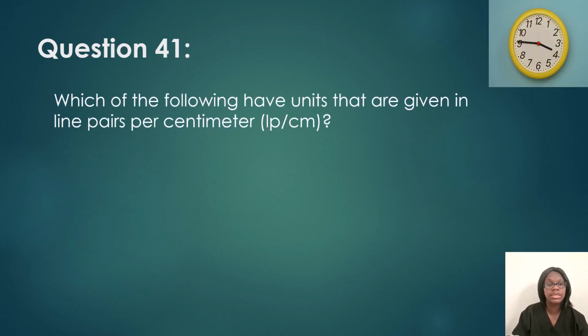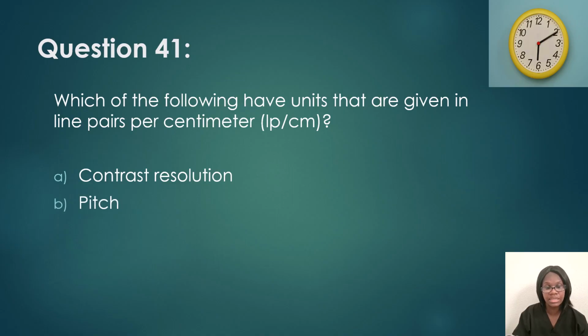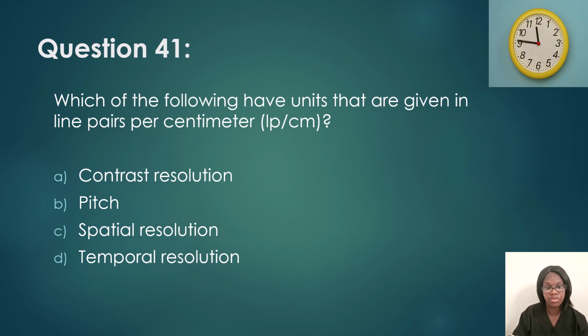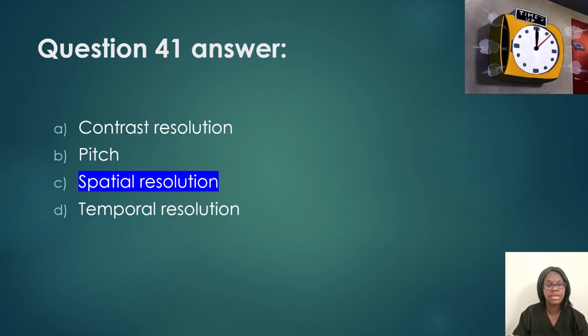Question 41. Which of the following have units that are given in line pairs per centimeter, or LP/centimeter? A, contrast resolution, B, pitch, C, spatial resolution, or D, temporal resolution? All right, the correct answer is C, spatial resolution.